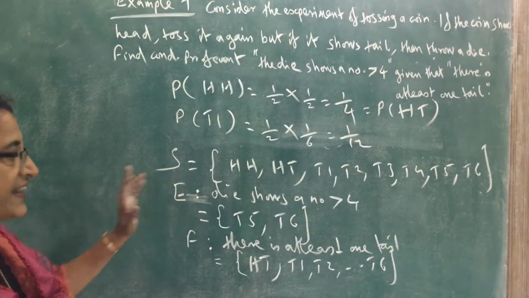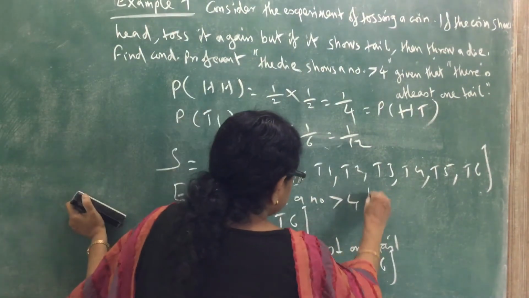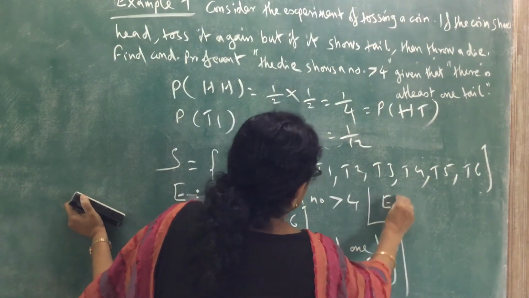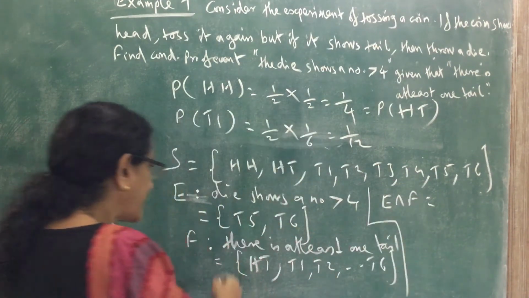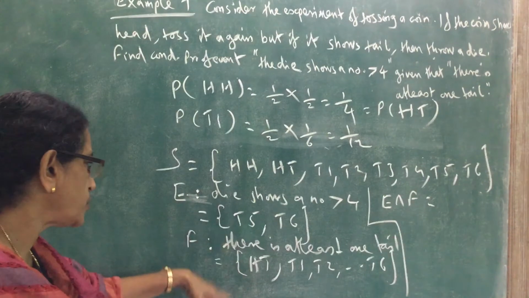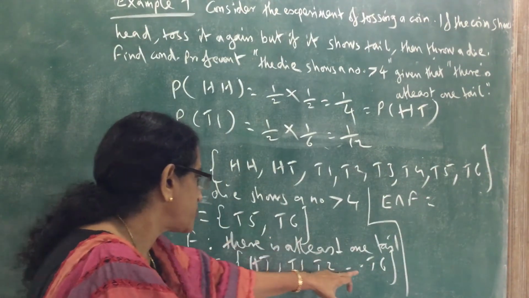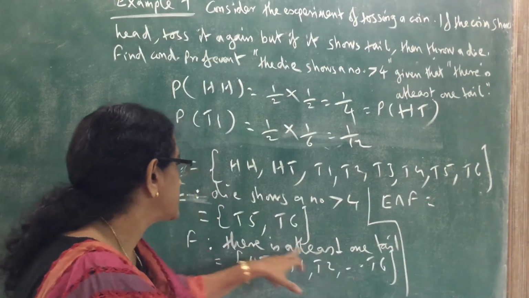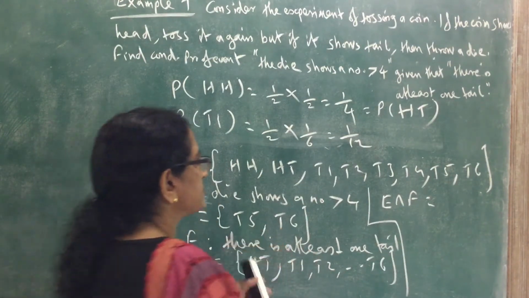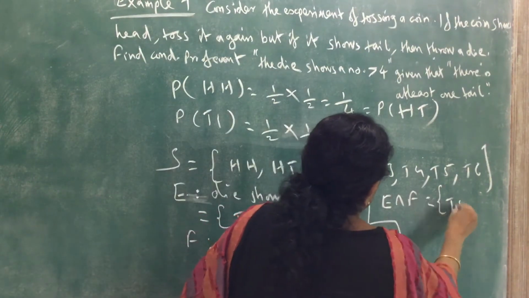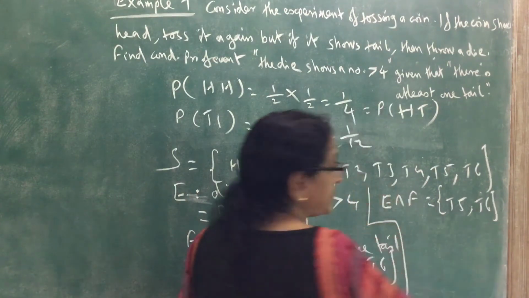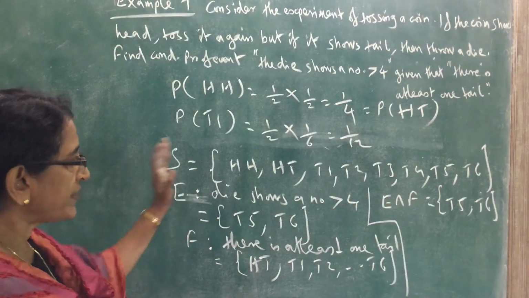So these are E and F. Now we can write E intersection F. What is E intersection F? E intersection F is the common elements. What are the common elements of these two? Here T1, T2, etc., T6. Here T5, T6. So T5, T6 is here also. So the intersection is T5, T6.